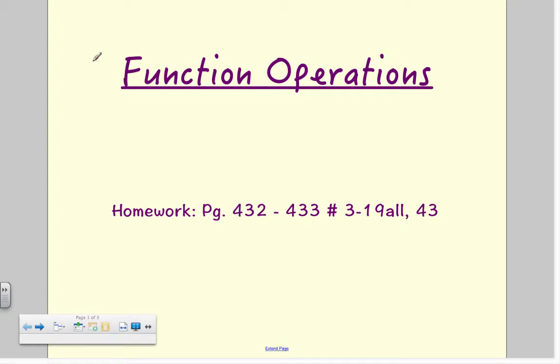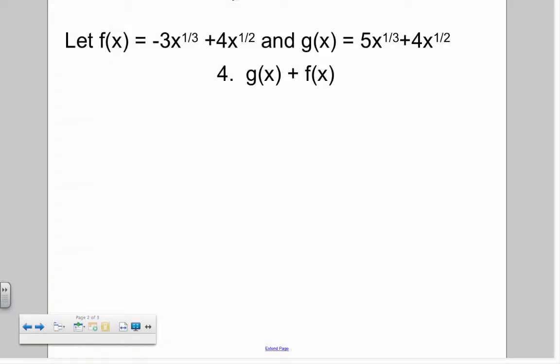Okay, so today we're going to be doing function operations. This is from your homework page, 432 to 433, number 3 through 19 all, and number 43. So let's start with number 4.